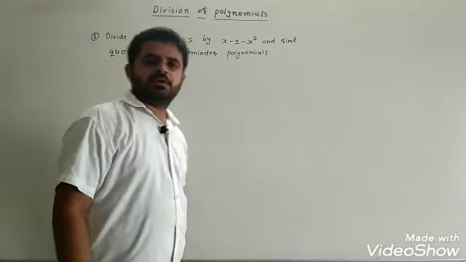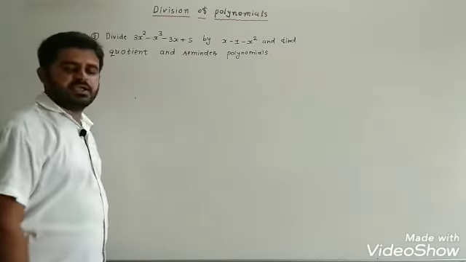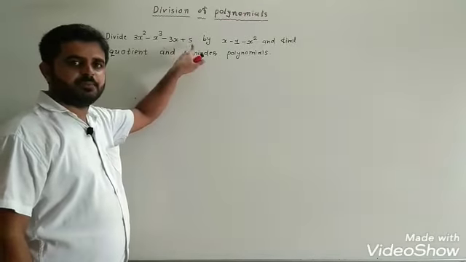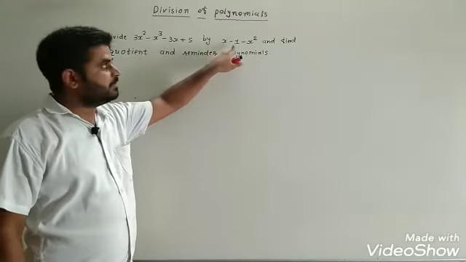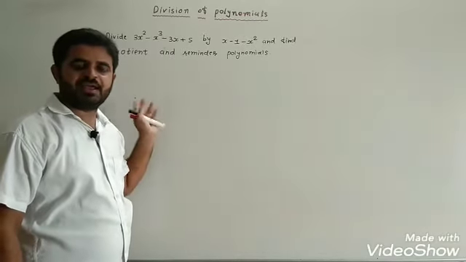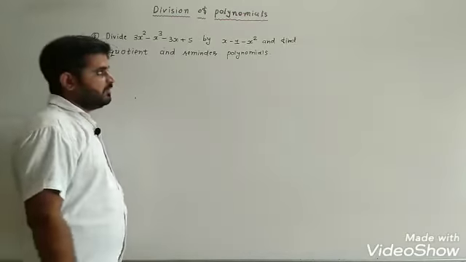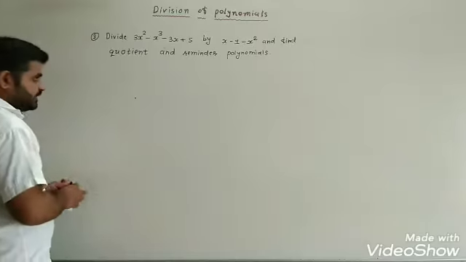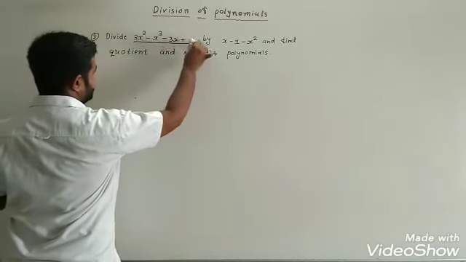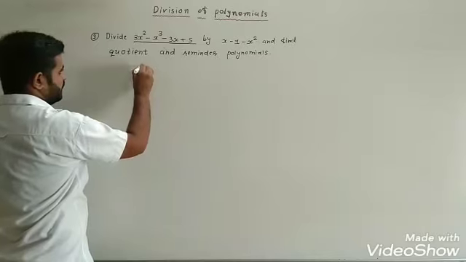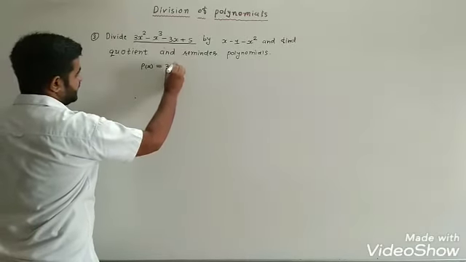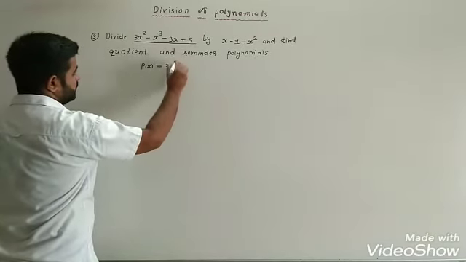Now third question: divide 3x square minus x cube minus 3x plus 5 by x minus 1 minus x square, and find its quotient polynomial and remainder polynomial. Okay, we have to do the division of this, but first of all, the value of p of x is the dividend. So p of x is equal to 3x square.